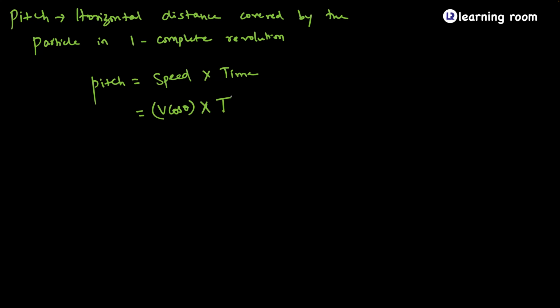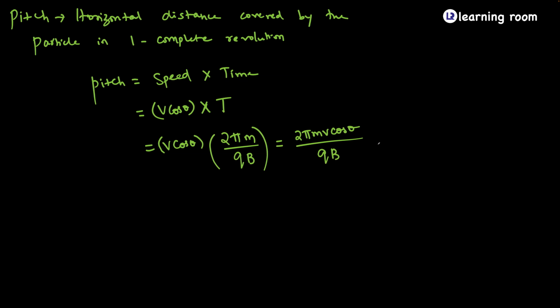into capital T. So it is going to be V cos theta multiplied with what is going to be the time period. If you look at the formula, time period is 2 pi m divided by QB. So when you multiply these two, you will get the answer as 2 pi mv cos theta the whole divided by QB. So 2 pi mv cos theta the whole divided by QB is what is going to be the pitch.